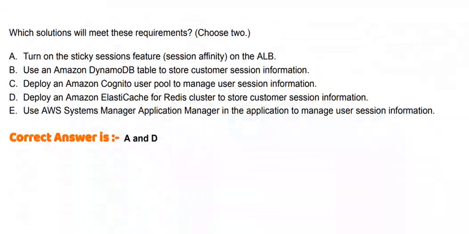Choose 2. Option A. Turn on the sticky sessions feature on the ALB. Option B. Use an Amazon DynamoDB table to store customer sessions information.